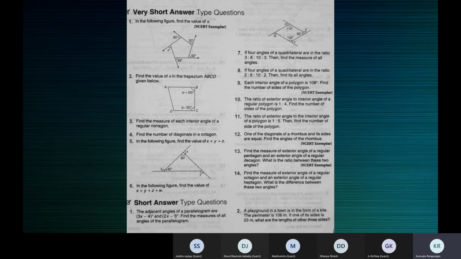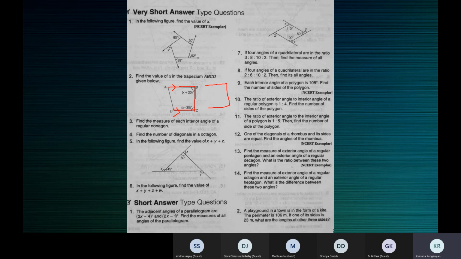Which are the parallel sides you think in this trapezium? It's not mentioned, but because it's given it's a trapezium, you should know the parallel sides, right? AB and CD, ma'am. AB is parallel to CD. Correct. So you must say AB is parallel to CD and BC is the transversal. See here: parallel line, transversal, parallel line.